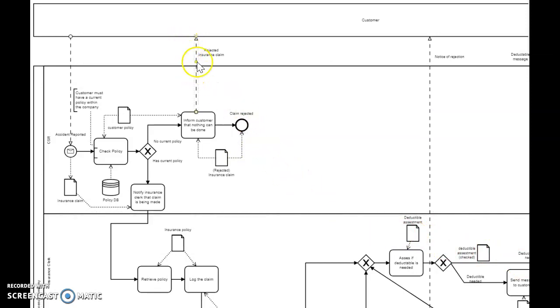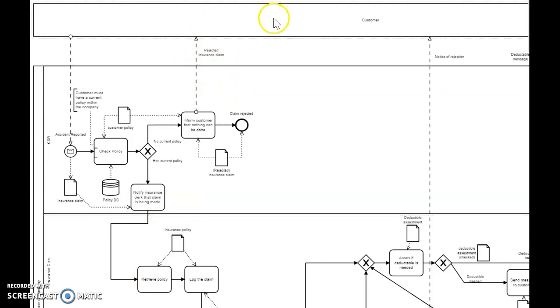When you're sending messages to other pools, you're using messages indicated here by the dotted line, and that is not a sequence flow, which would be a solid line. Sequence flow are within a lane or between lanes, but between pools you need to use messages.